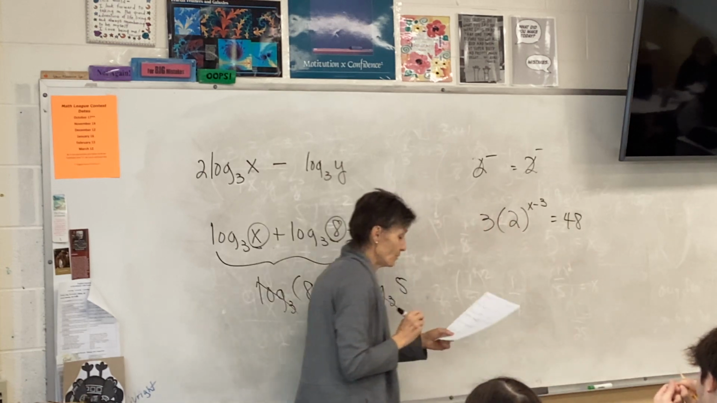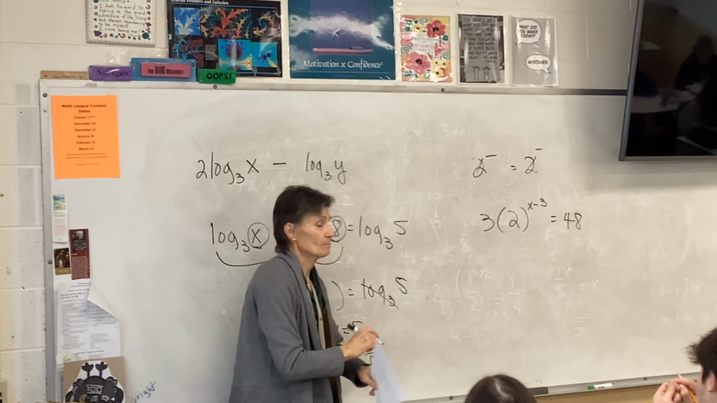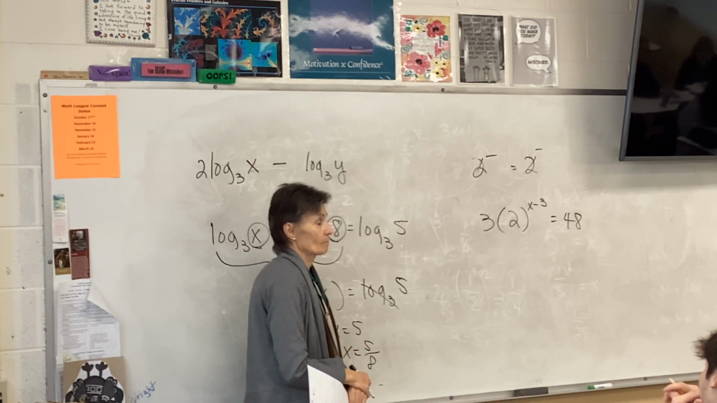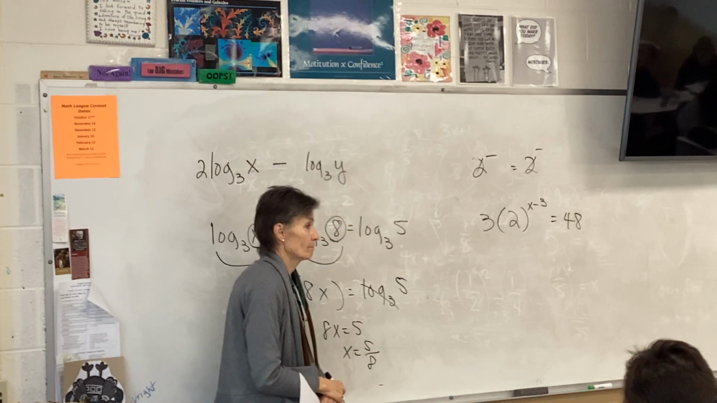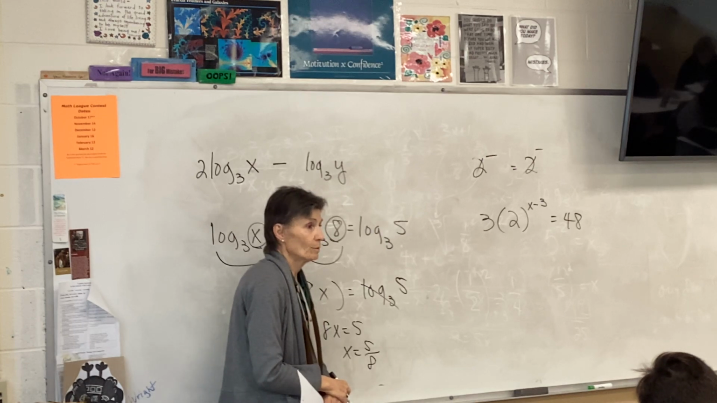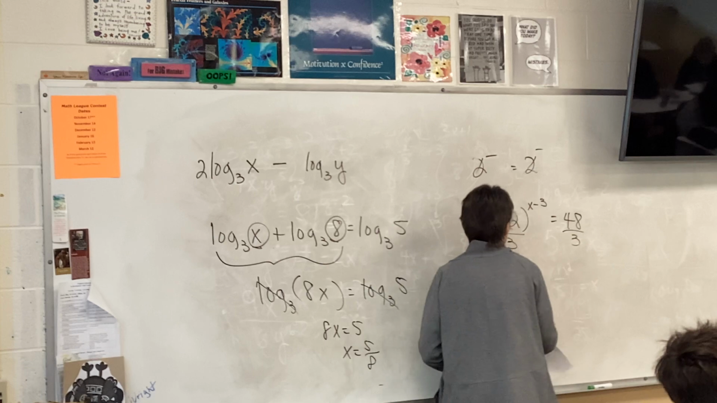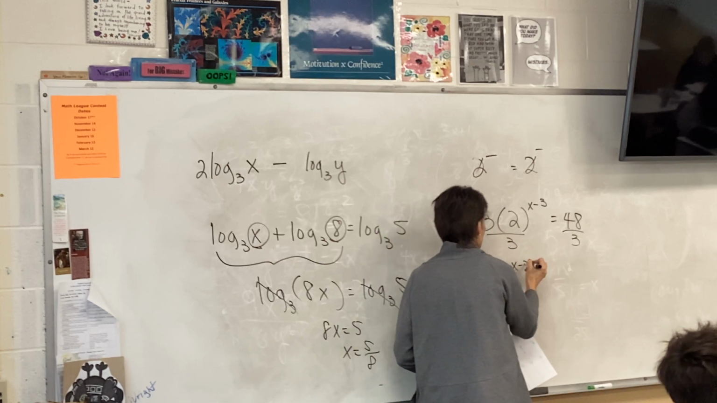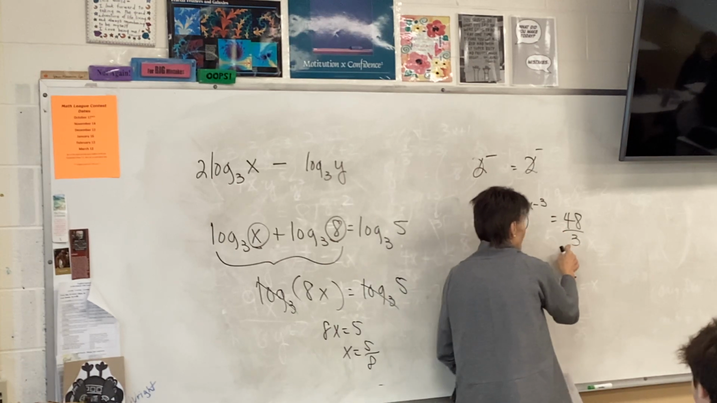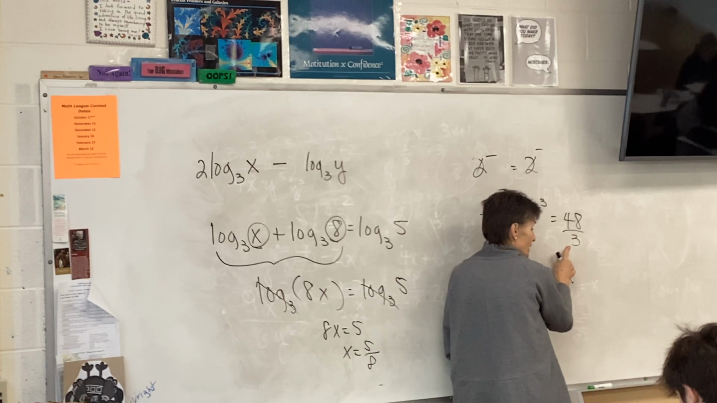All right, here we go. You know how to solve this. You've got to divide by 3 first. You've got to get rid of that extra number. So 2 to the x minus 3 equals 48 divided by 3 is.